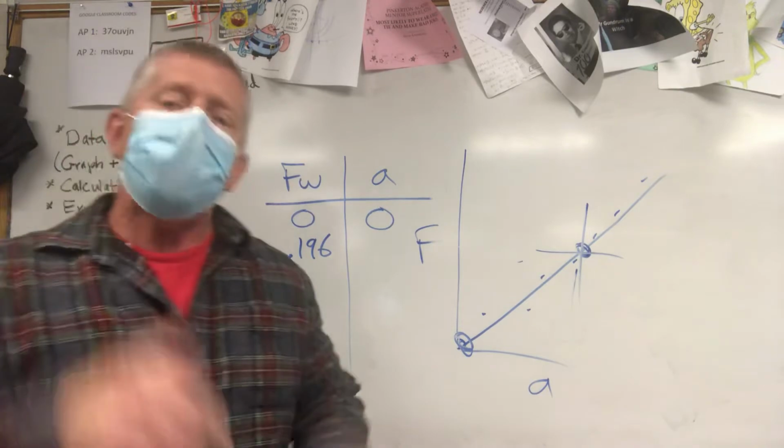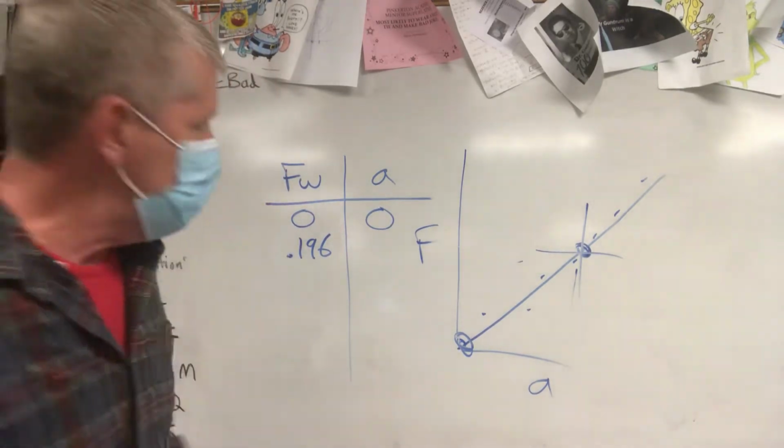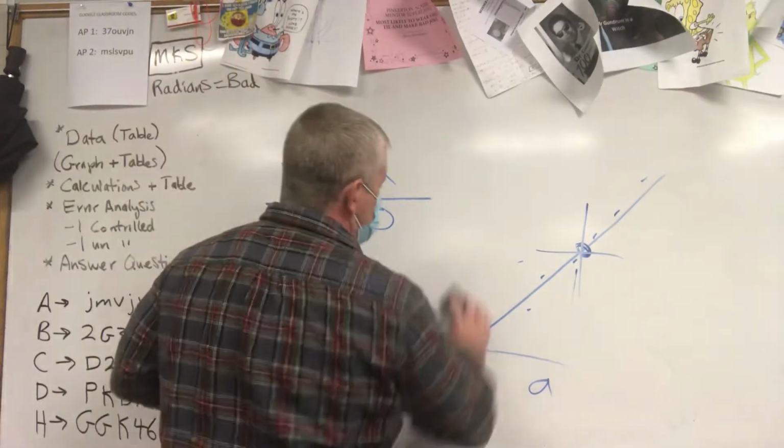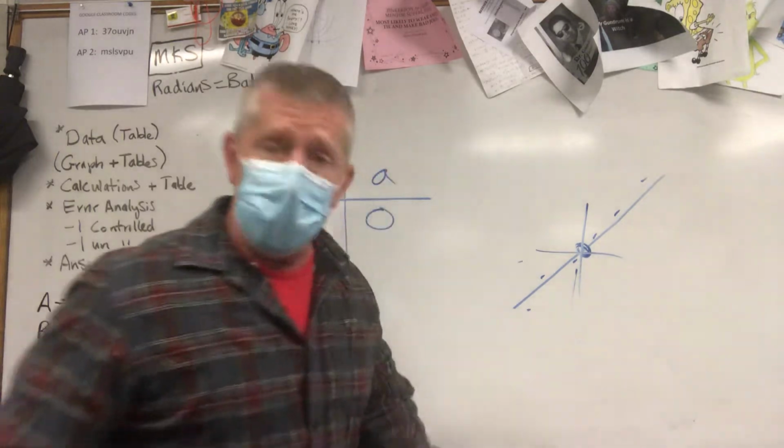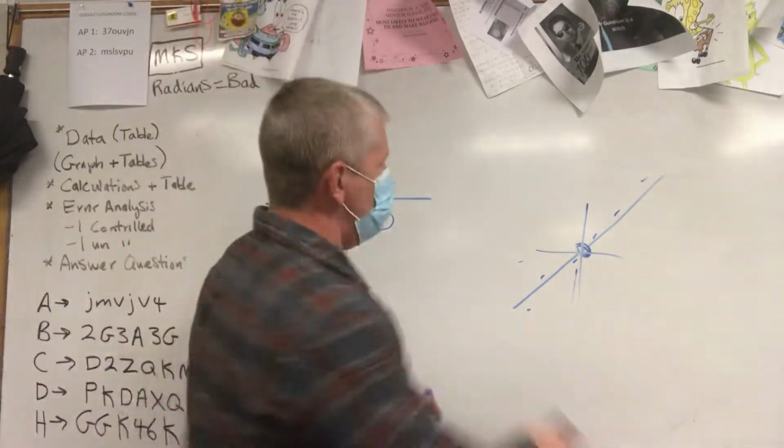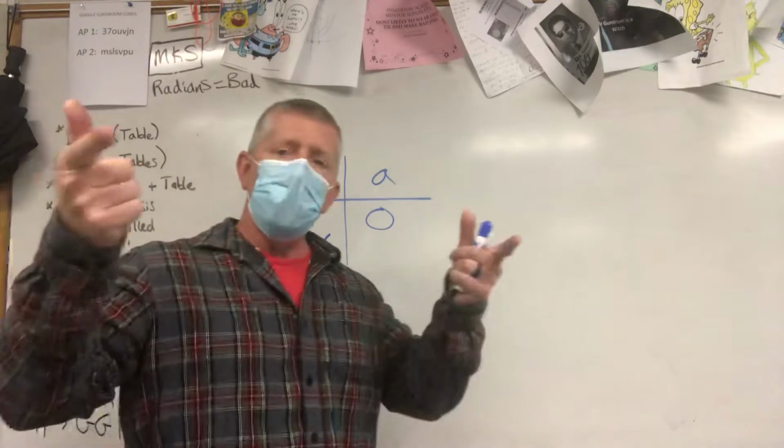Usually it comes out to be heavier than what the mass is. Some groups were using carts which were 0.2 kilograms, 200 grams, and some were using 0.3 kilograms or 300 grams. So make sure you know the mass of your cart. Do a percent error, boom.